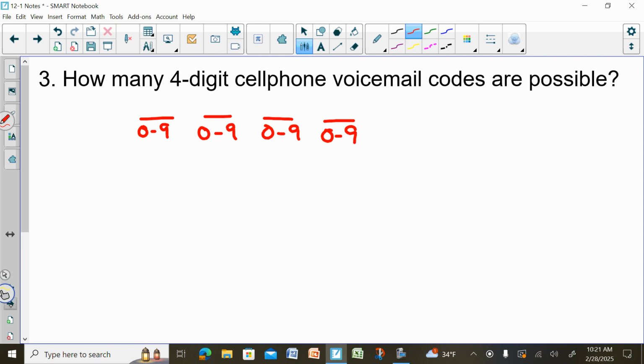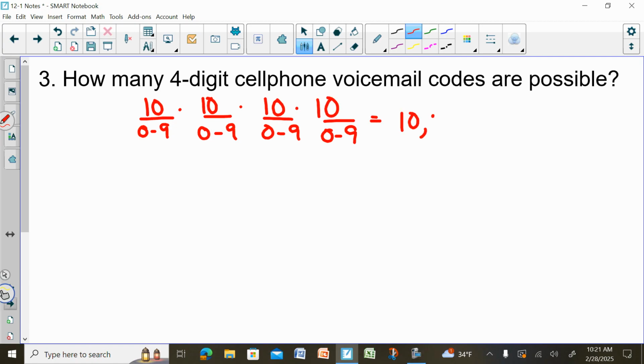This one would be independent. So out of 0 through 9, that is 10 digits, times 10 more digits for that one, times 10 more digits for that one, and times 10 for that one. So we end up with a total of 10,000 different codes.